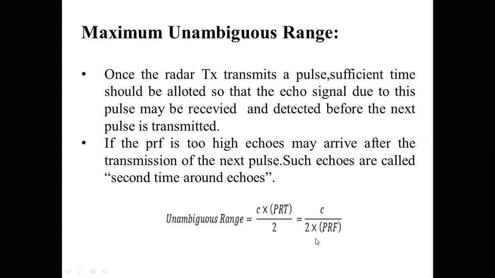So it is C by 2 into PRT. This form of equation we can call the unambiguous range.